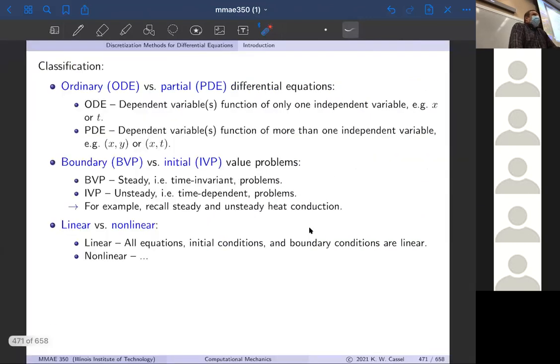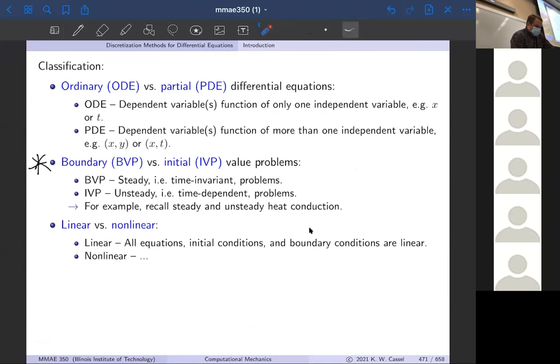Okay, there's different ways to classify differential equations. And this is partly why we as engineers get confused about all this, because everyone has their favorite classifications, all of which are in some sense important. But for our purposes, the one that is of primary importance is this distinction. And I'll get to that in a moment, but let me run through the others.